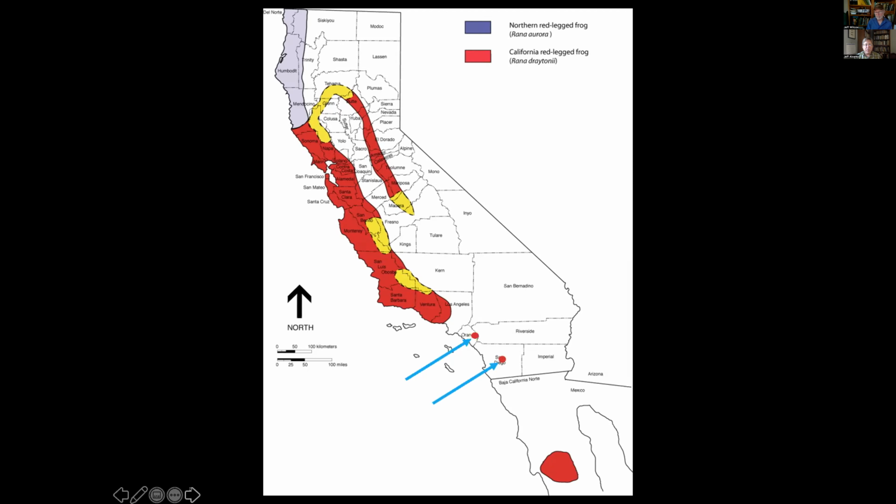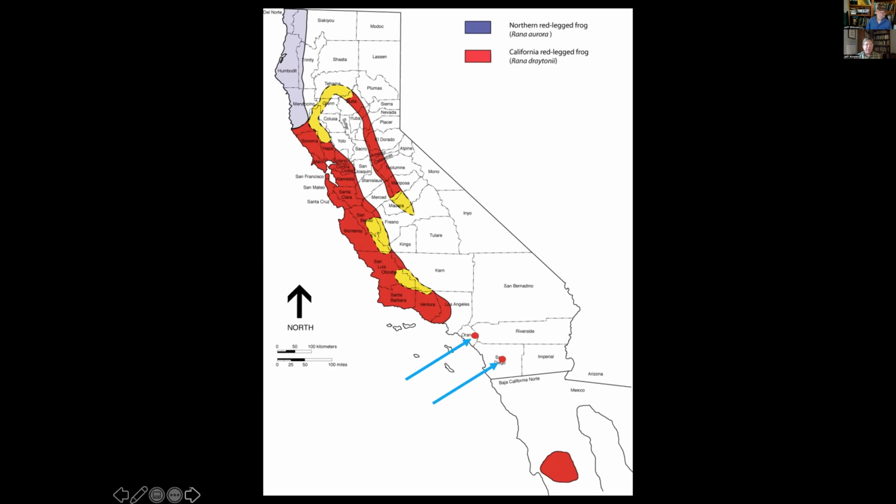So now we've moved southern population California red-legged frogs into Southern California, and we selected the Baja California population because genetically speaking, that was likely what was there. So those are the ones that got moved. And in the absence of the ones in Baja, we wouldn't have been able to move them in an effective manner.